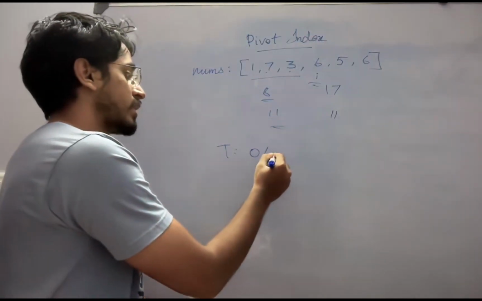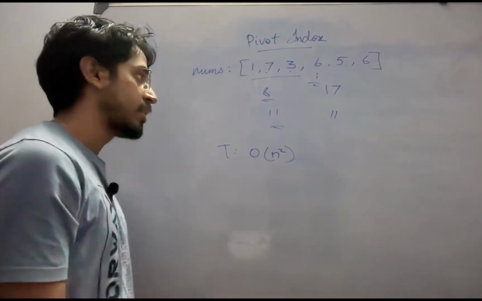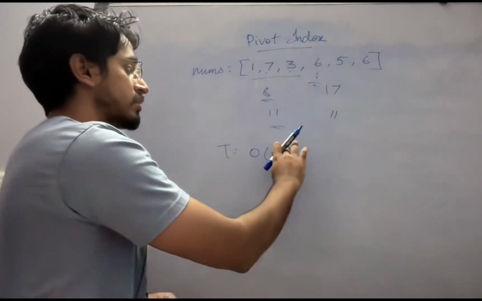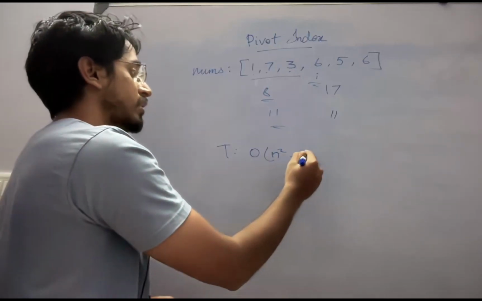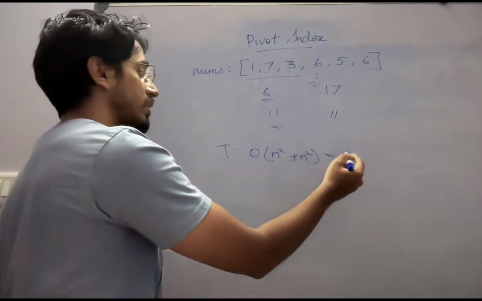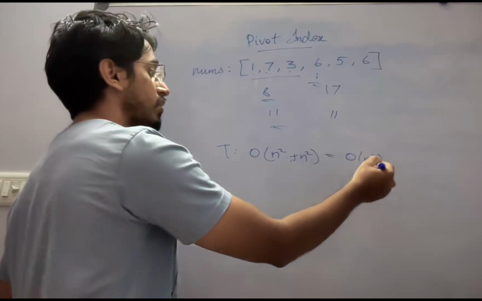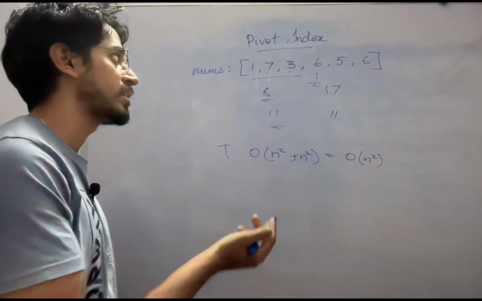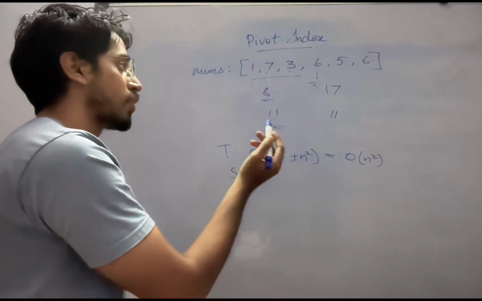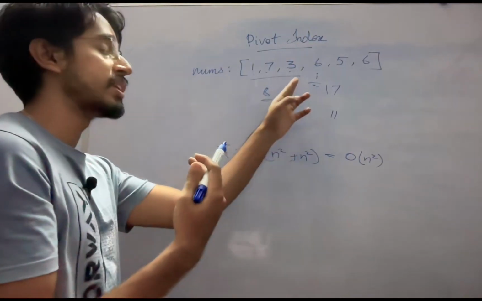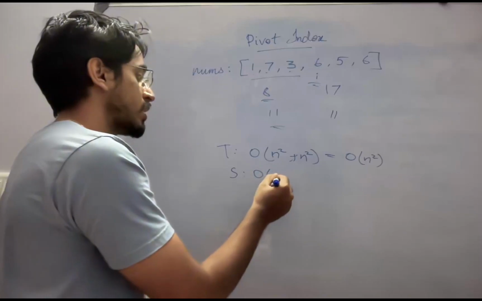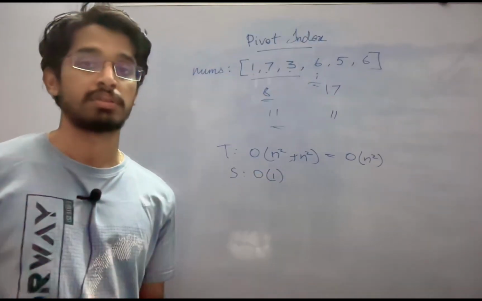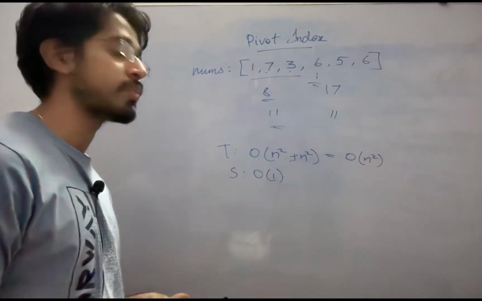So what is the time complexity? That is O of n square. Because we are using both the left and the right, it is basically O of n square plus n square, which is again equal to O of n square. And the space complexity is O of 1, because we are just returning one value, the index. Alright, so what is a better way of solving this? This is all about the brute force way of solving this.